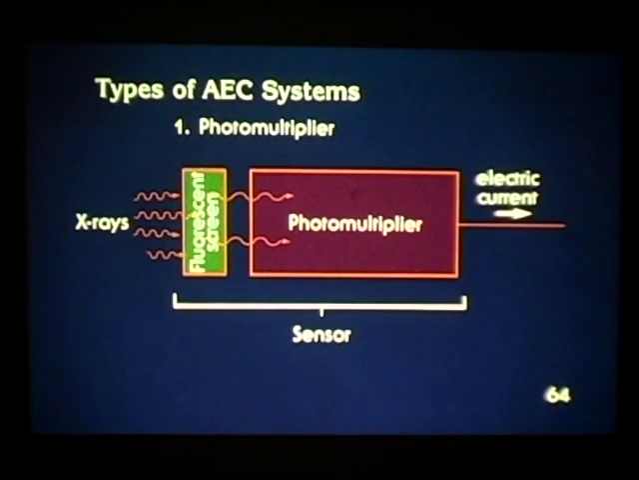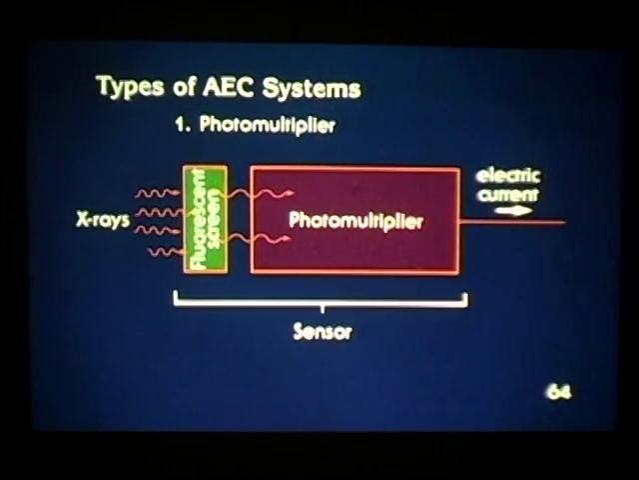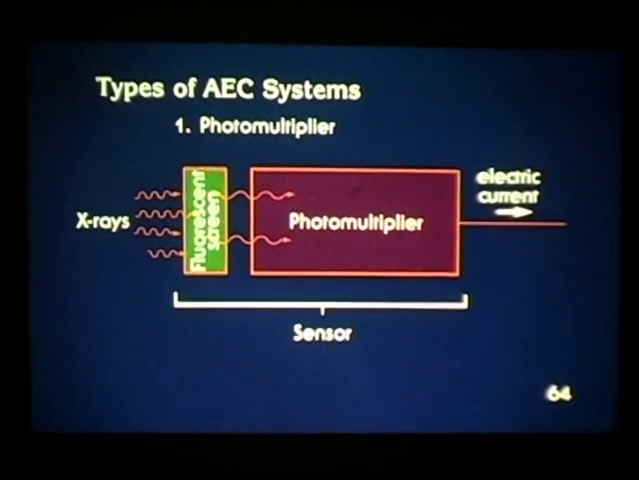Number 64. Let's now discuss two commonly used types of automatic exposure control systems. They differ mainly by the type of sensor used. The first type, shown here, uses a device called a photomultiplier and a fluorescent screen to sense the amount of X-rays that have passed through a patient.